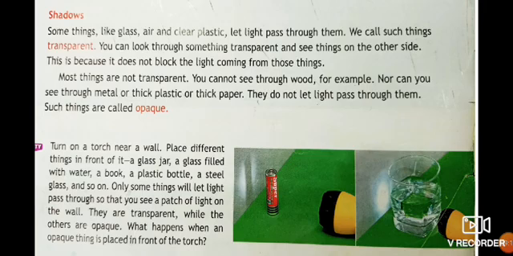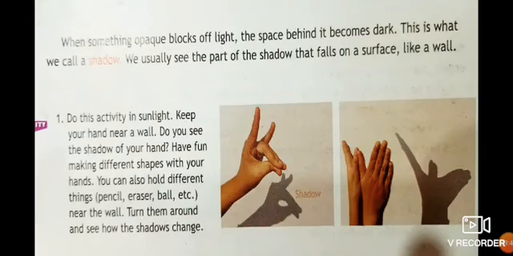You can see here the cell battery. What happens when an opaque thing is placed in front of the torch? You can see the shadow here, the shadow of this battery cell. When something opaque blocks off light, the space behind it becomes dark. This is what we call a shadow. We usually see the part of the shadow that falls on a surface like a wall.